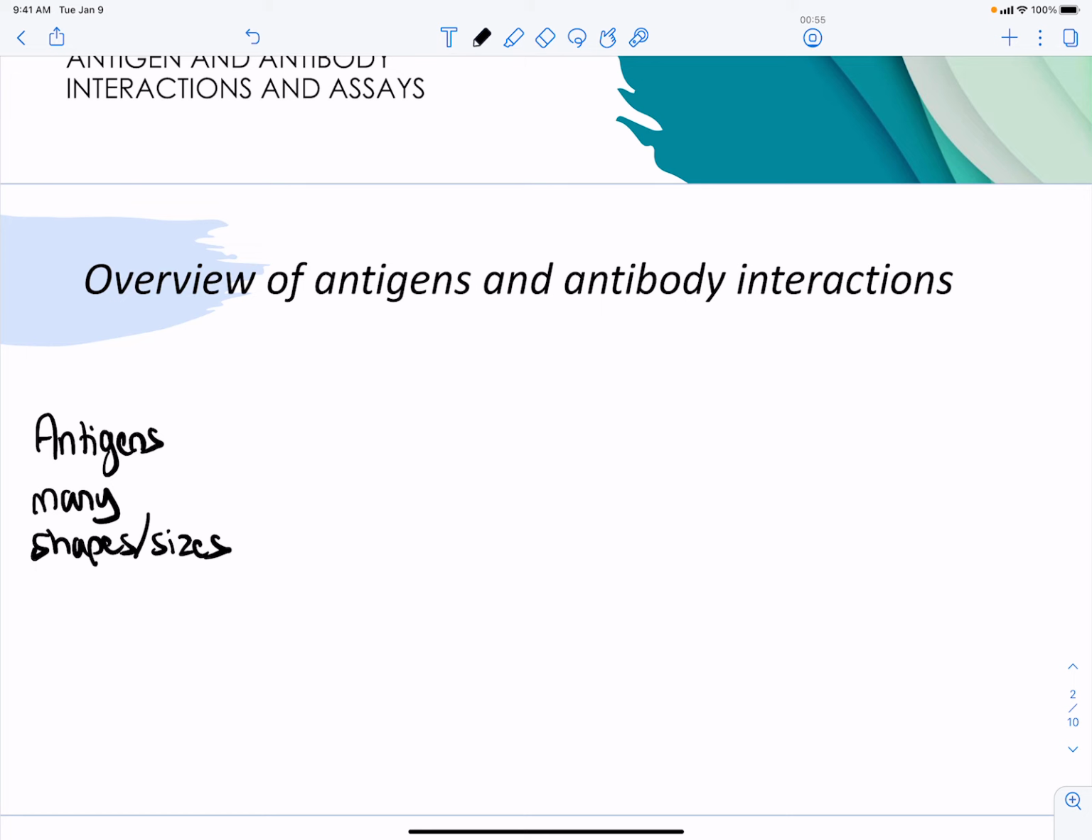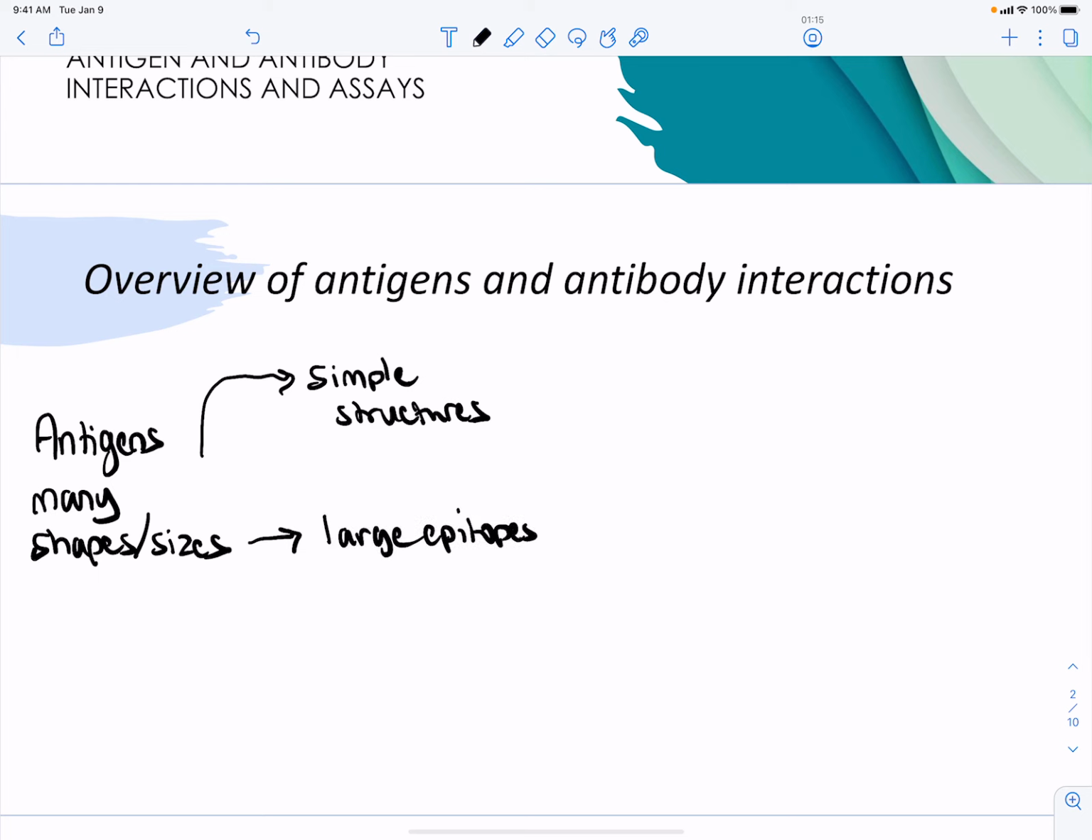Some of them can be very simple, so we can have simple structures. We can have some that are going to be much larger epitopes. And remember, an epitope is just part of the antigen that is being recognized by the actual antibody. And then we can also have complex antigens. And so each of these are going to be bound to the antibody in different ways.